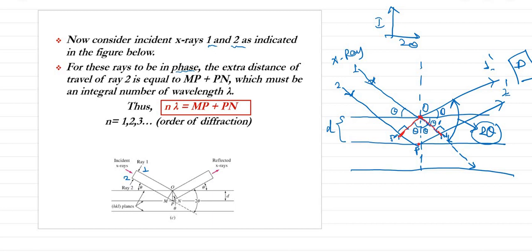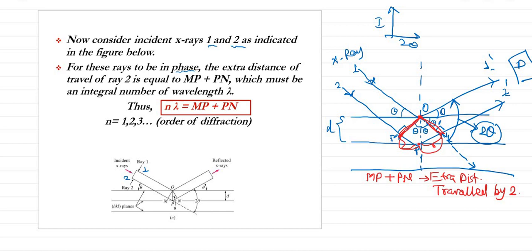I will draw this one like this. So this will be the extra distance, this and this. That means MP plus PN. This will be the extra distance traveled by which ray? Second ray. Because we know that up to this plane OM, both the rays are traveling the same distance, and after this plane ON both the rays are traveling the same distance, but this much, MP and again PN, is the extra distance traveled by our second ray.